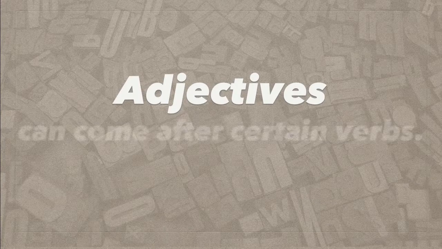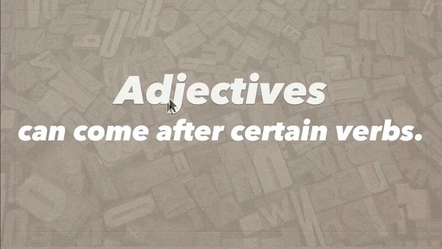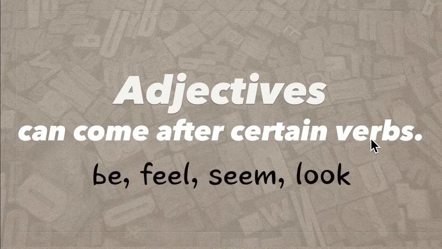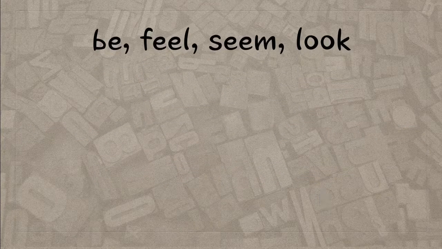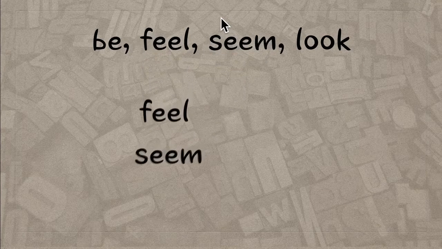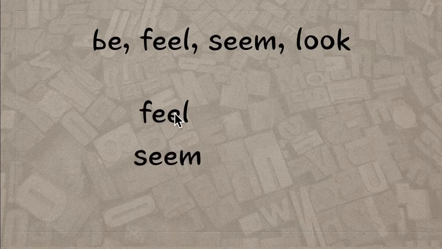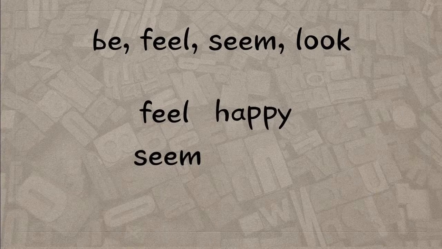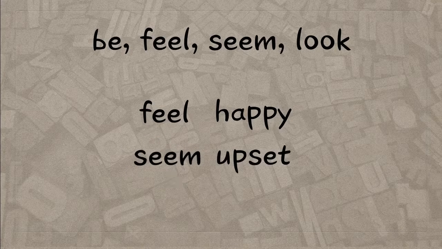Also, adjectives can come after certain verbs. Those verbs include be, feel, seem, and look. Let's take a look at two of these. How about feel and seem? We can feel happy, and something or someone can seem upset. So our adjectives are coming after these verbs.